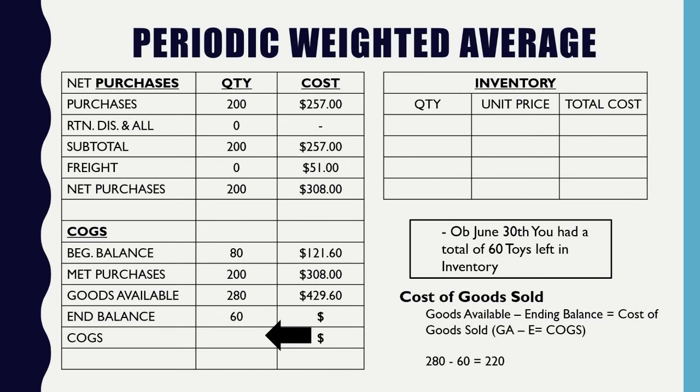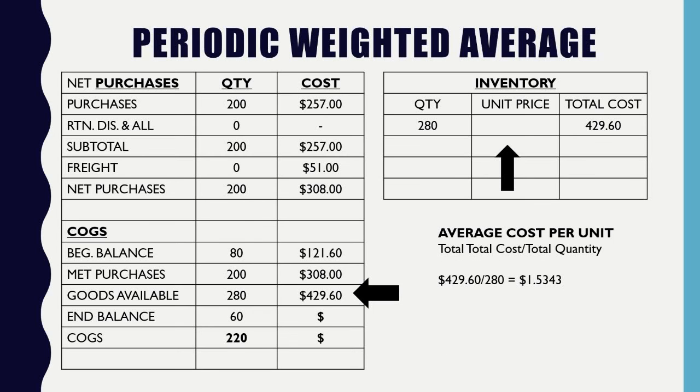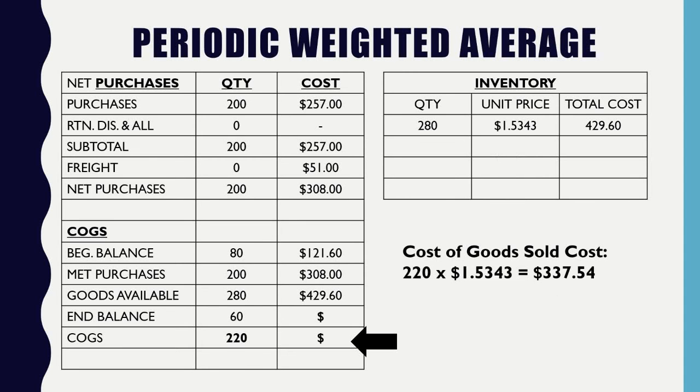But before we do that, I think we're gonna calculate our cost of goods sold. So again, 280 minus 60 gives you 220. So now this is where we're gonna take our average cost per item. Since we have a total of 280 and it's gonna cost me 429, now I'm going to calculate that. I'm going to take my 429 and divide it by my 280 to get an average cost of $1.5343.